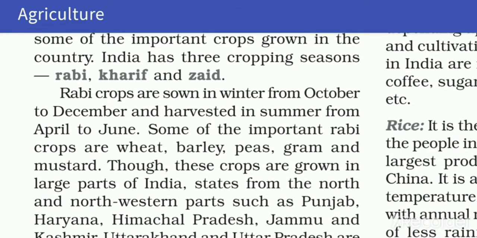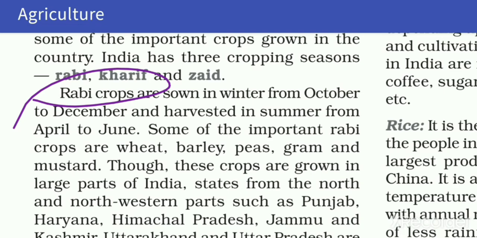The first one is Rabi crops, or I can say Rabi season. We can easily learn cropping seasons with the help of three key points. So what is the first key point? The first key point is time and duration. Here you have to learn that Rabi crops are generally sown in winter season from October to December. This is the timing when the seeds are sown, and thereafter the crops are harvested in summer from April to June.